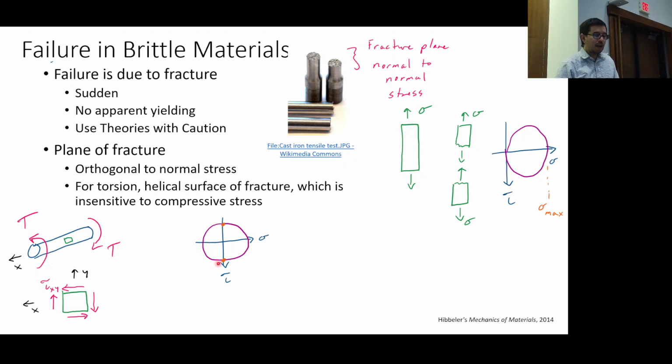What state of stress? How would I describe the state of stress on this Mohr circle? So I've drawn a circle. It's centered there. Okay, what is the shear stress? Where am I on the Mohr circle for this state of stress?